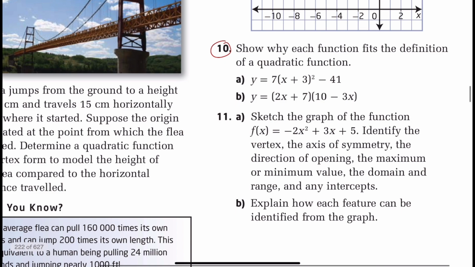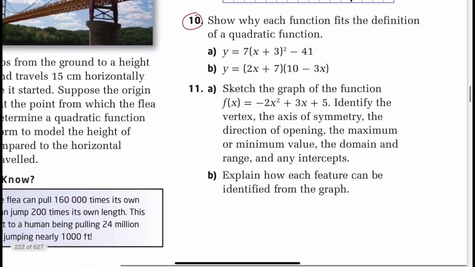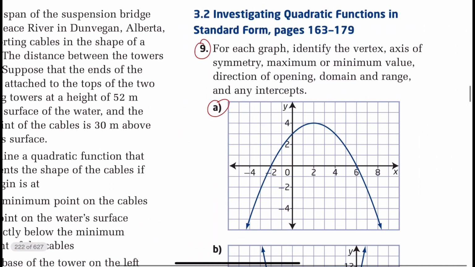So let us do question number 9. Question 9 is telling us the coordinate of a vertex. For each graph, identify the vertex, the axis of symmetry, the maximum and minimum value, direction of opening, domain and range. Okay, good, perfect. So the first thing I will start with is the vertex.